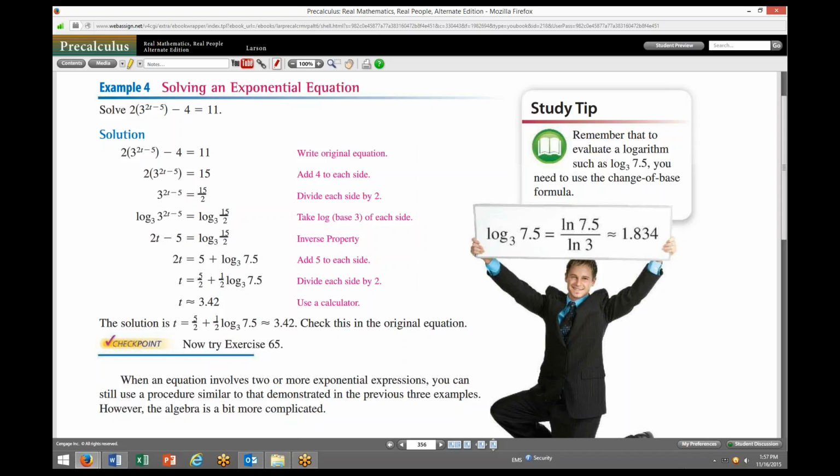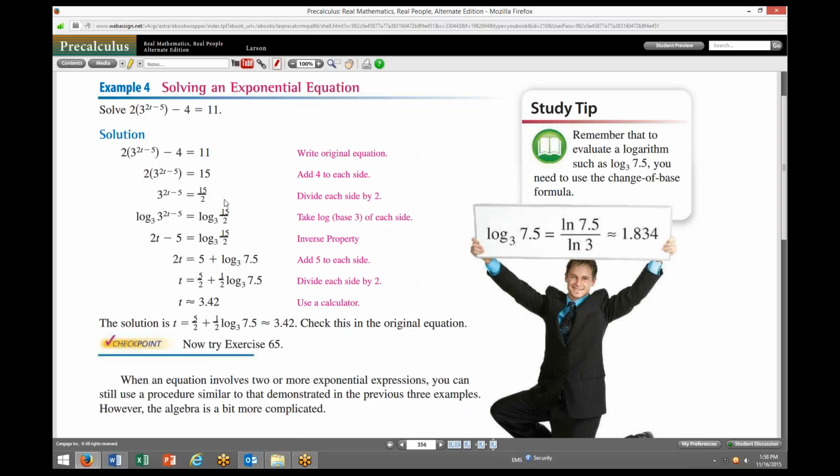And then 2 times 3 to the 2t minus 5, our exponential expression, 3 to the 2t minus 5, is being multiplied by 2. So let's divide both sides by 2 to cancel that out and get the exponential expression by itself. So we end up with 3 to the 2t minus 5 equals 15/2. And that's a dead end right there. You cannot solve that one using algebra. We've gone as far as we can with algebra.